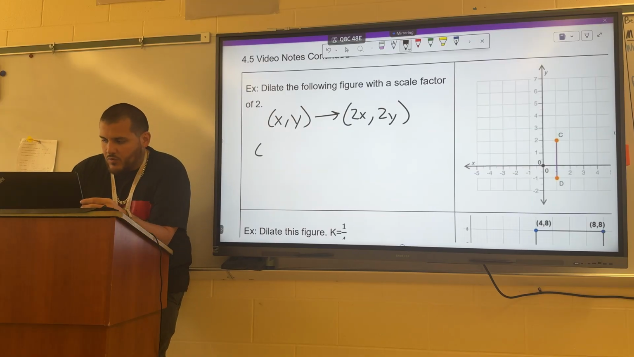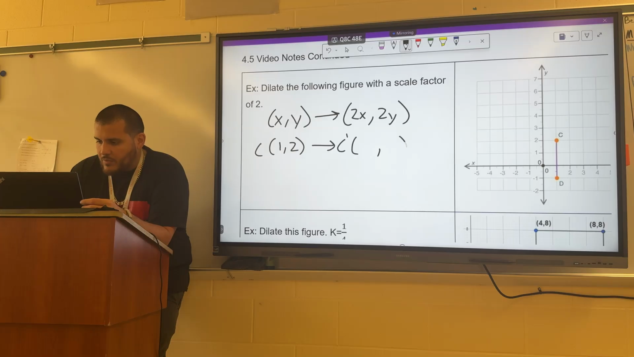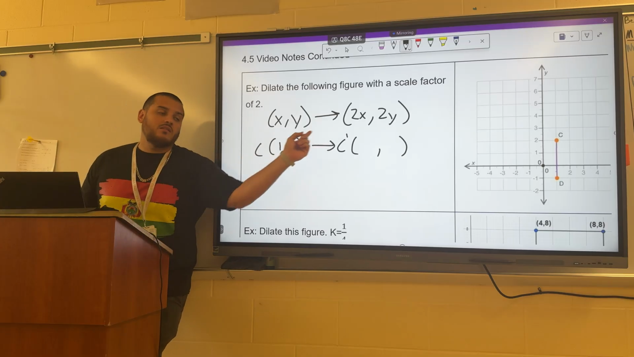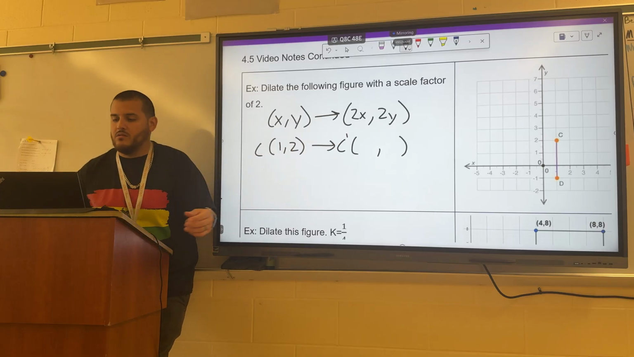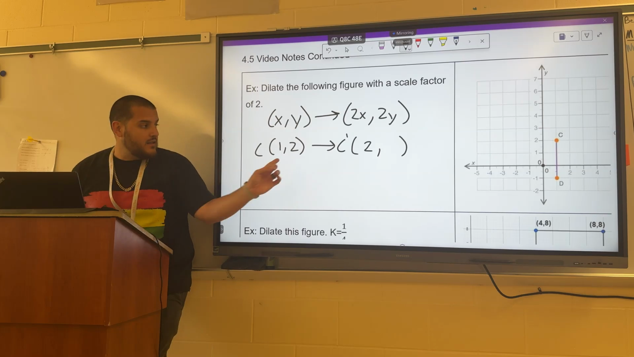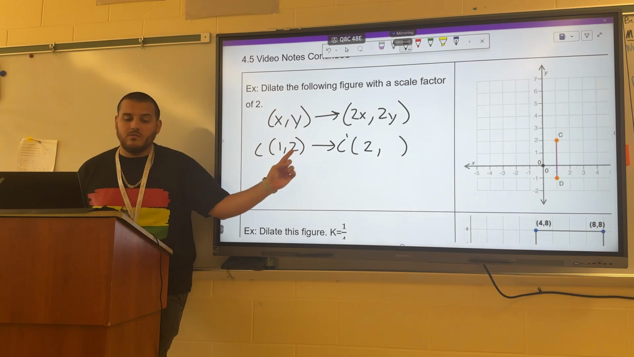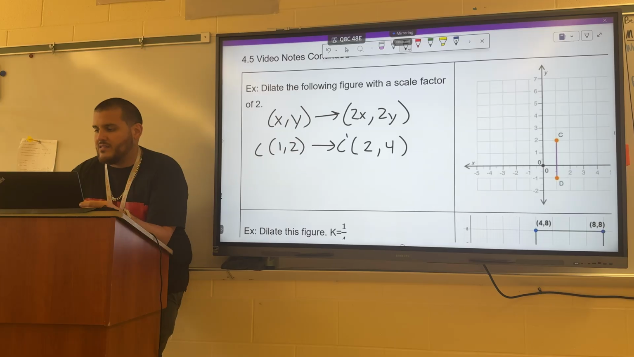My pre-image point C was located at 1, 2. C prime then, we would find the coordinates by just multiplying these by 2. So the 1 gets multiplied by 2, gives me 2. That y coordinate gets multiplied by 2, 2 times 2 gives me 4. So my C prime is located at positive 2, positive 4, right there.